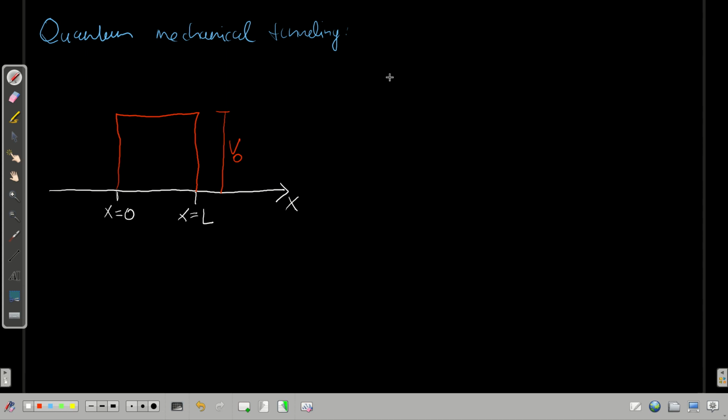And with these coordinates we can define three different regions. The first region is that x is lower than 0. The second region is that x is between 0 and L, and the third region is x is greater than L.